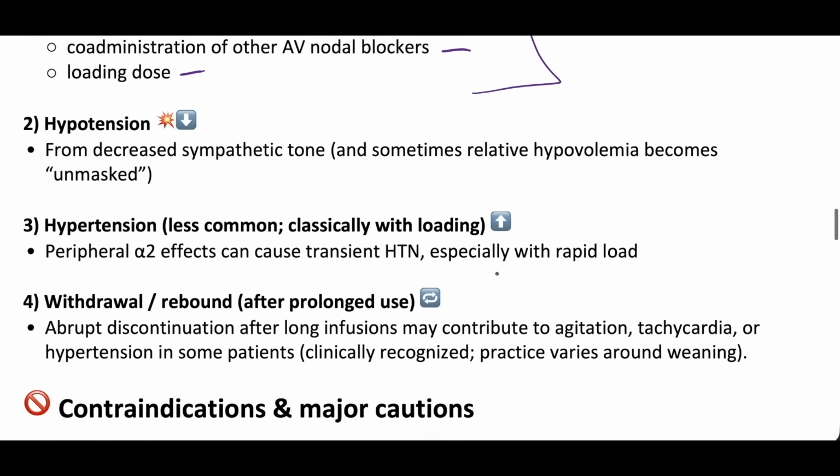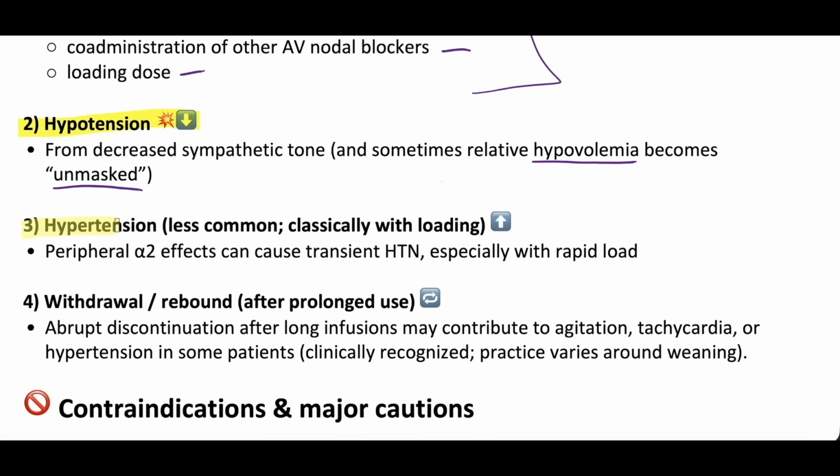Another one we talked about, adverse effects are hypotension. You get decreased sympathetic tone. How do you vasoconstrict your peripheral blood vessels? You do so using sympathetic tone. So if you're decreasing sympathetic tone, you can cause some degree of vasodilation, hypotension, especially if you're hypovolemic to start, right? If someone's normotensive, you put them on dexmedetomidine, they become hypotensive. Something to think about is, are they actually hypovolemic? Did you unmask the hypovolemia?